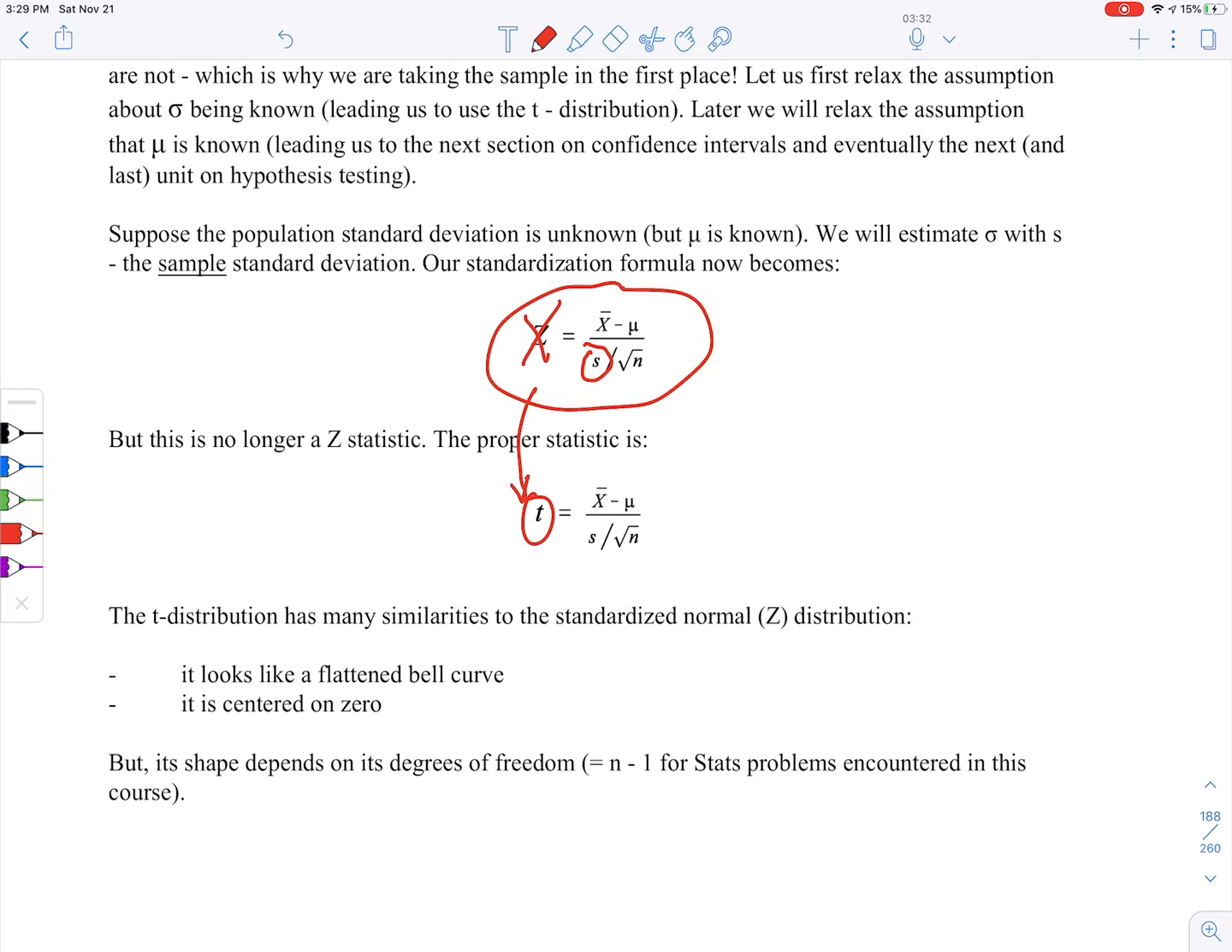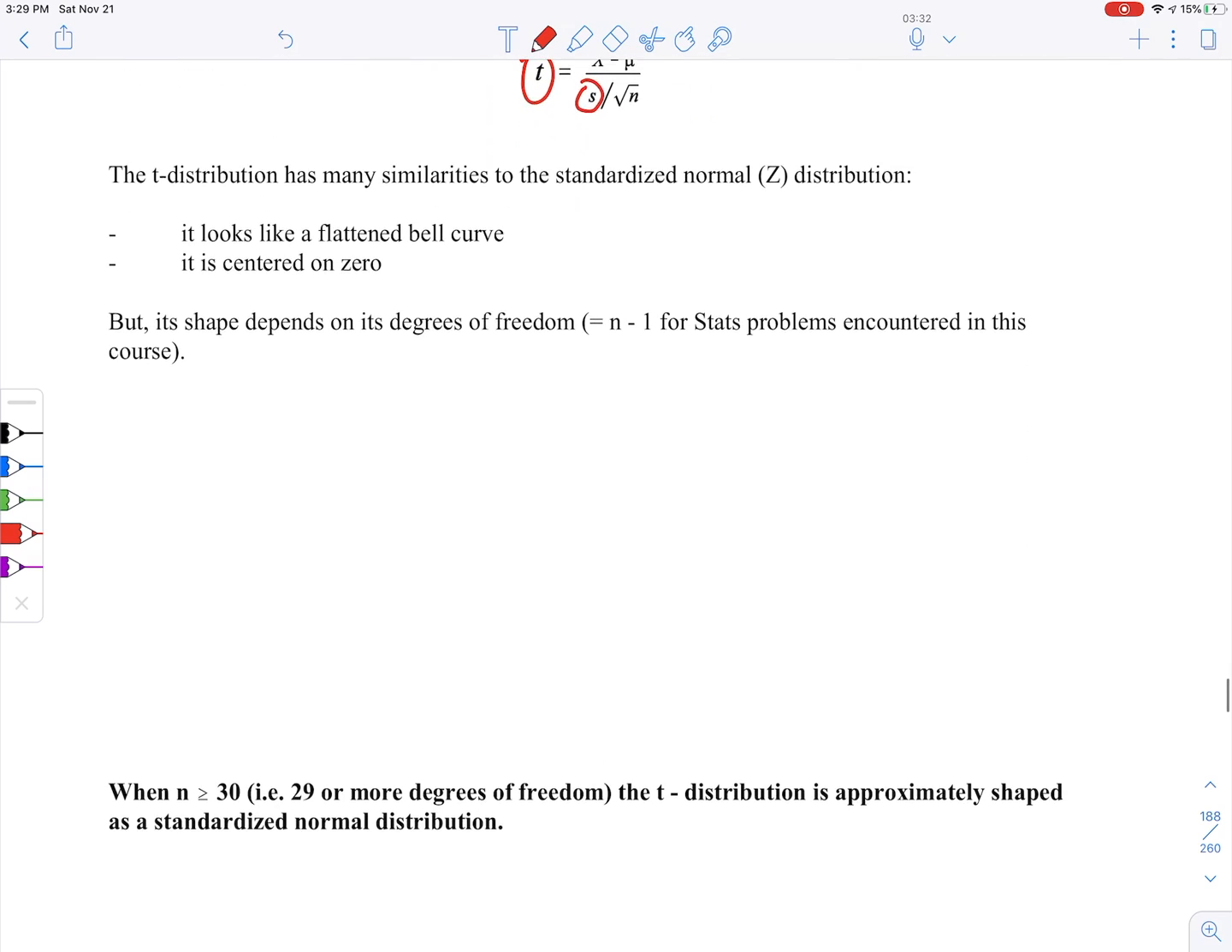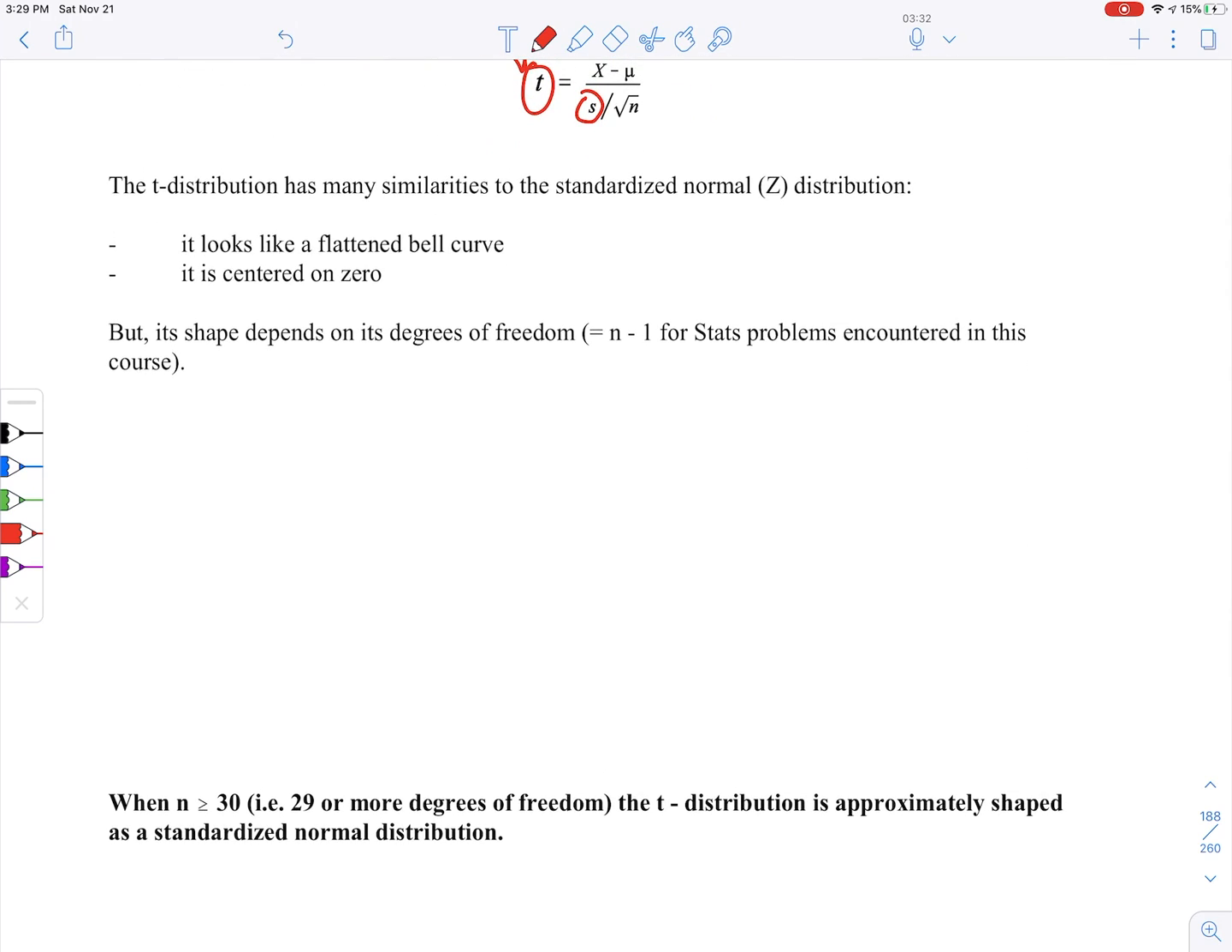And so the formula then for T is really similar to a Z, except that you're using an S instead of a sigma. Now, let's take a look at what a t-distribution looks like. A t-distribution has many similarities to the standardized normal distribution, so a z-distribution. The first thing is that it looks like a flattened bell curve. So it's like here's a flattened bell curve like that.